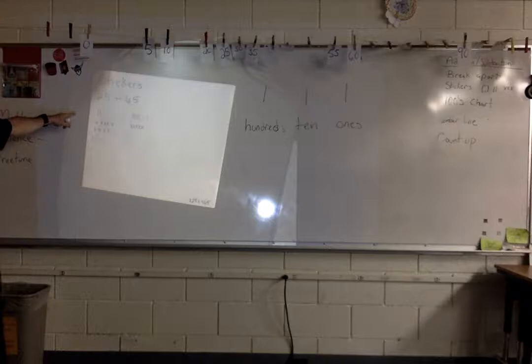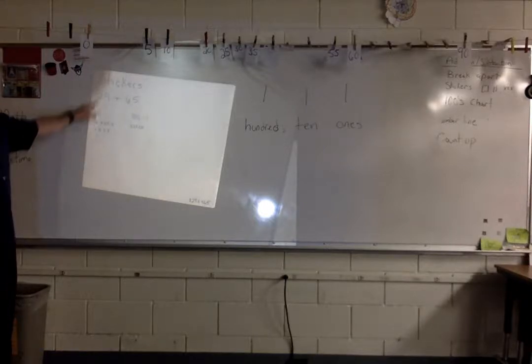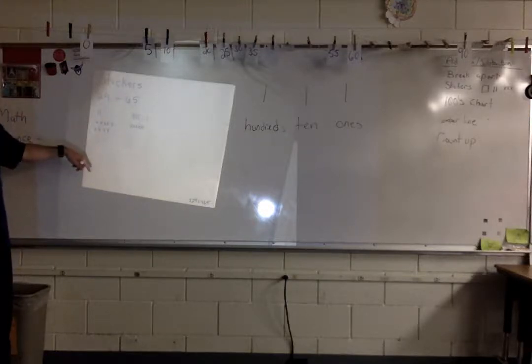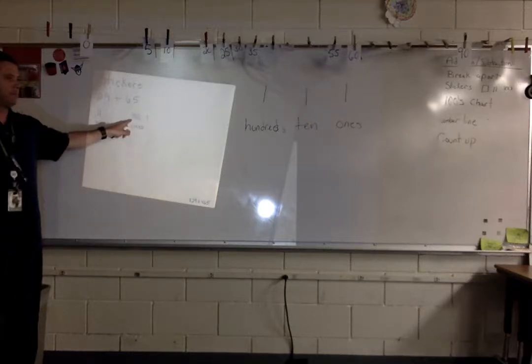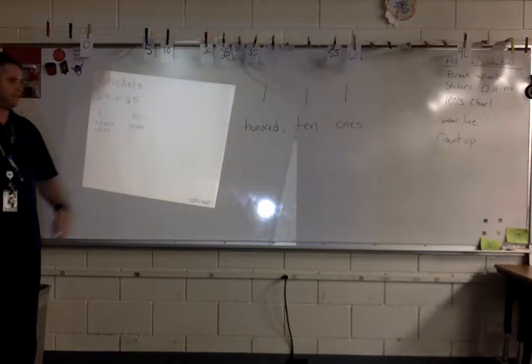I'm looking. Okay, so we have 29. So how many groups of 10, Sarah? 2 groups of 10. Did I say 9? I'm sorry. 2 groups of 10. And then how many X's, Sarah? 9. Okay. And Sam, how many groups of 10 in 65? 6. And how many X's? 5.